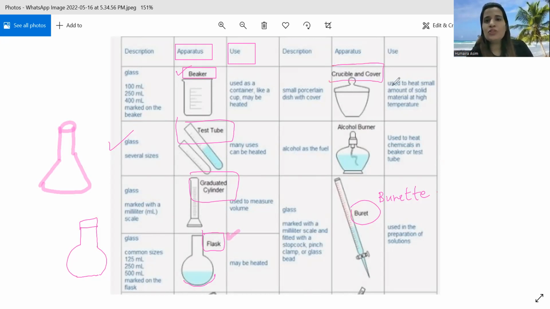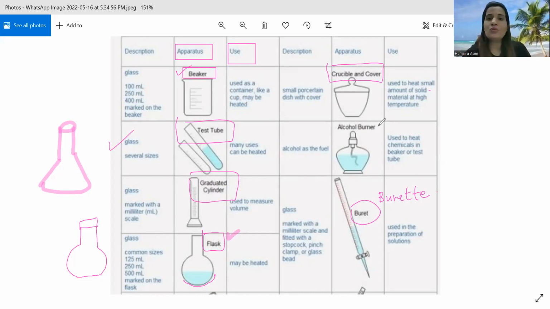Then you have the crucible and cover. It is used to heat a small amount of solid material at high temperature. This is for solid material. For liquid, we use an evaporating basin, or evaporating dish. So that is a separate thing.